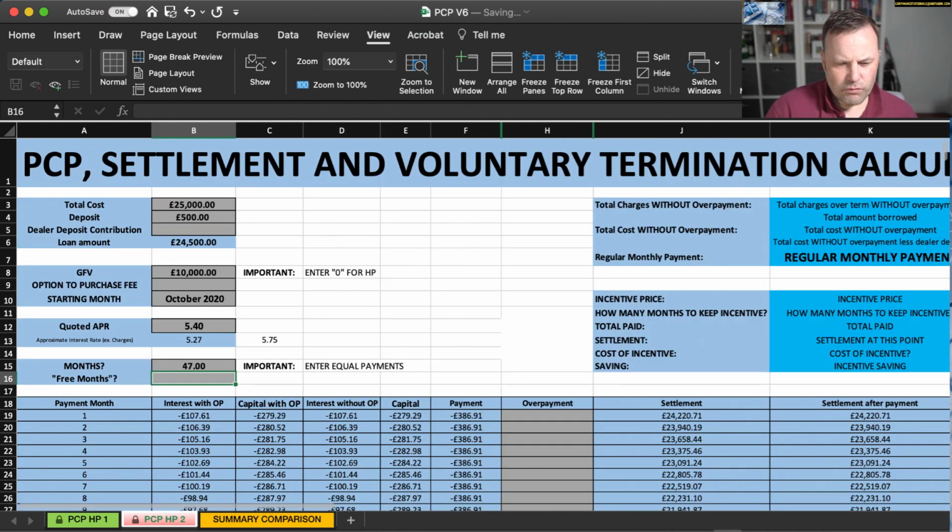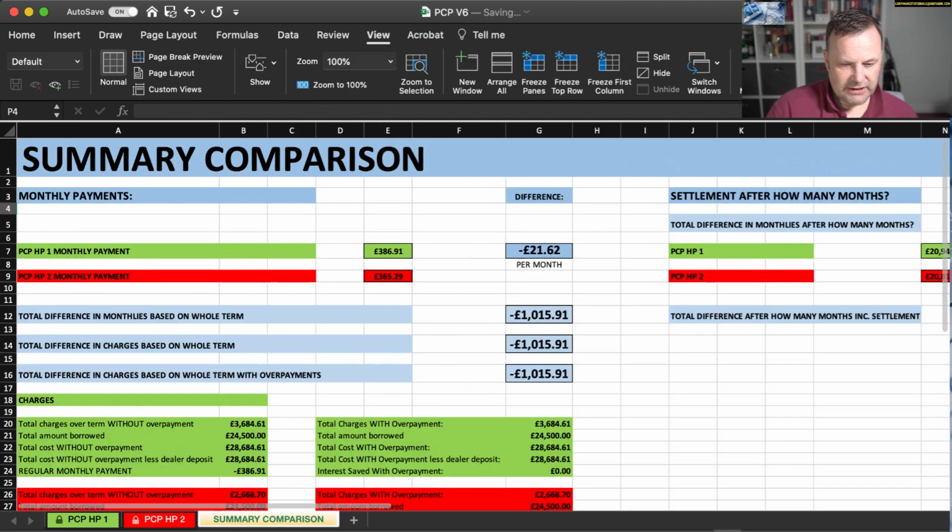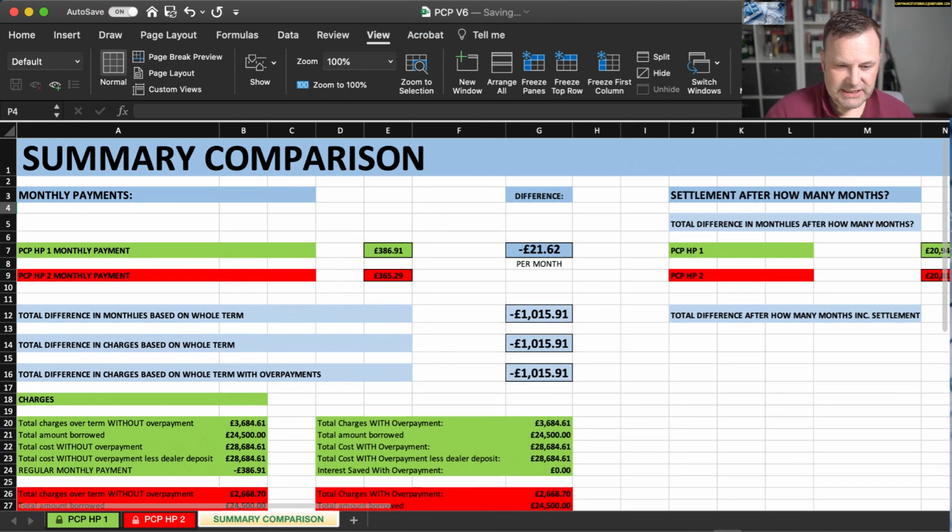But what happens if one dealer quotes us, in this case, 5.4, and another dealer quotes us 3.9? We can then see, look, that it's £21.62 a month cheaper to go with the red agreement than the green. Over the life of the term, just by that 1.5% difference in APR, it's £1,015 difference in saving.